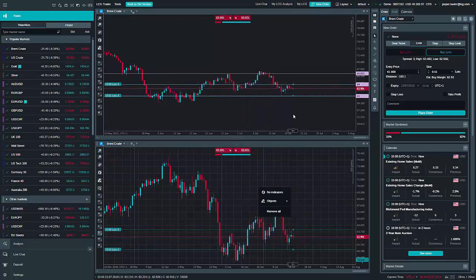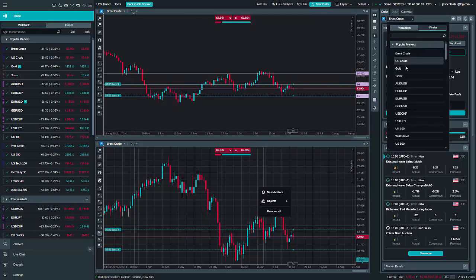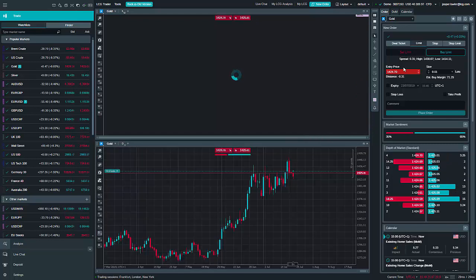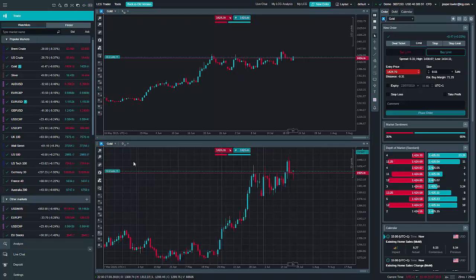So there's some basic ways to manipulate the charts. If you want to keep these two charts set to the same market, you can then, for example, go and change it to gold here. Both these charts will change to gold.